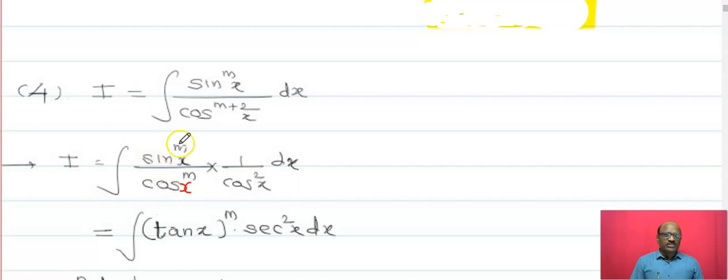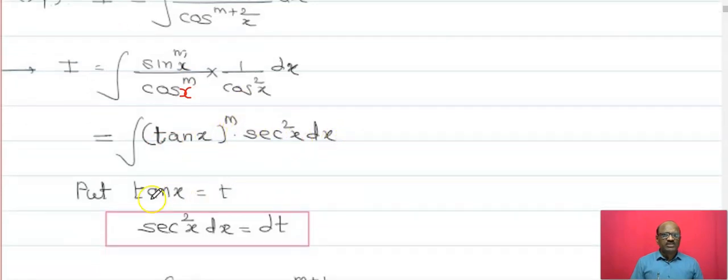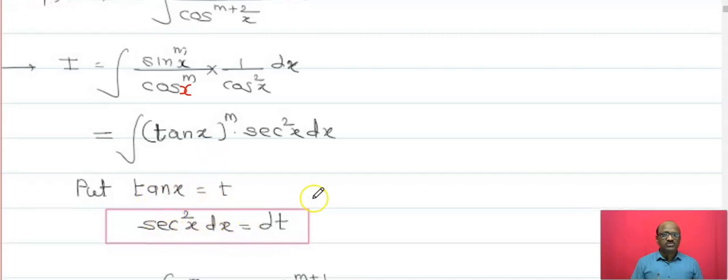That is, sine of x raised to m and cos of x raised to m into 1 upon cos square x into dx. Now what is here? That is, sine of x raised to m upon cos of x raised to m is tan of x raised to m into sec square x into dx. Now tan x is equal to t. What's its derivative? Sec square x into dx is equal to dt.